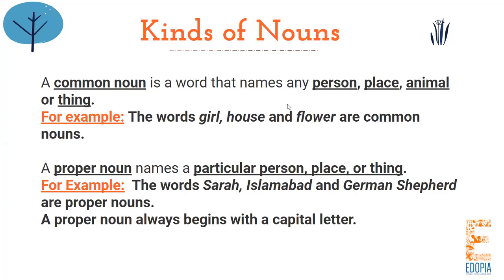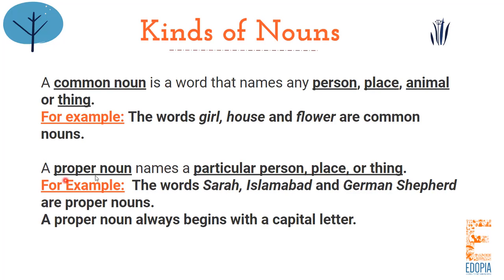There are basically two types of nouns which we have covered before. One is a common noun. A common noun is a word that names any person, place, animal, or thing. For example, the word girl, girl can be any girl. We're not talking about a particular girl. House, house can be any house. We're not talking about a red brick house or a particular name of a house. And flower are common nouns because we're not talking about a particular type of flower like rose or tulip or sunflower. We're talking about any flower.